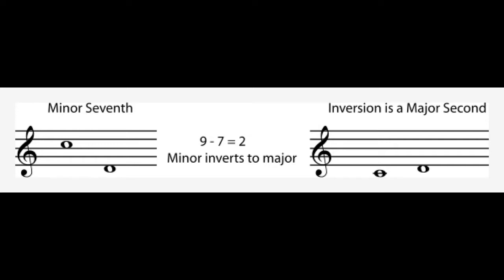To find the inversion of an interval, first name the new interval, and then subtract the name of the old interval from 9. The inversion of a perfect interval is still perfect. The inversion of a major interval becomes a minor interval, and a minor interval inversion becomes a major. The inversion of an augmented interval becomes a diminished interval, and a diminished interval becomes an augmented interval.